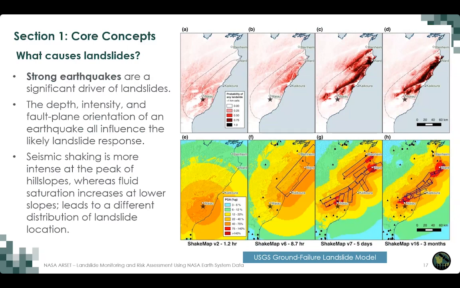The image here is showing shaking intensity as a result of earthquakes and linking that to the potential likelihood for landslides. This is the USGS's ground failure landslide model, which is now operationally deployed around the world. As they increase their understanding of the earthquake source and earthquake triggering, this will lead to a better understanding of whether landslides will occur. We'll talk more about this in upcoming days.